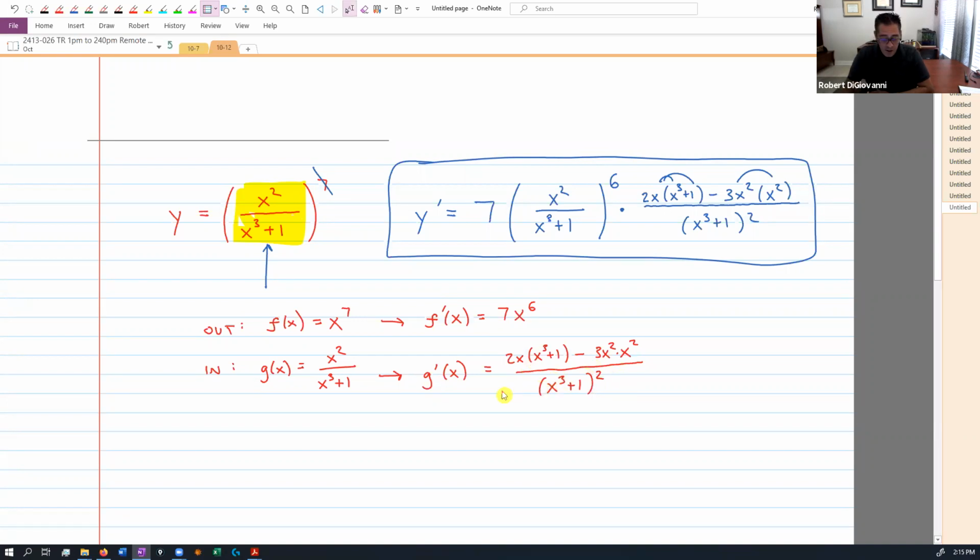Okay, so now what I do is, well, the g prime we said was easy, right? That's just going to get tacked on. But now I have to evaluate this, replace that x with the g. So if I take this 7, replace that x with this to the 6, that's this. And then I do times this, which is this.